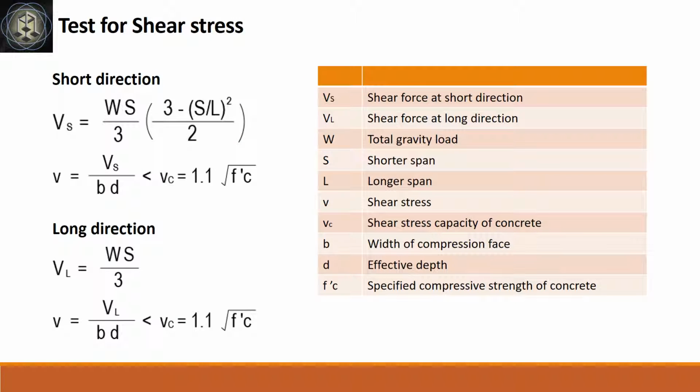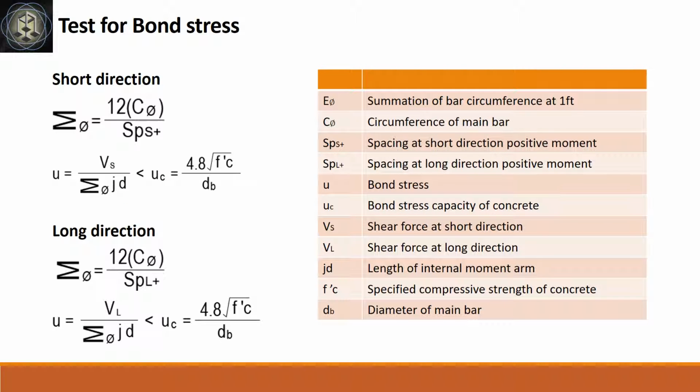Next, we test for shear stress of short and long direction by solving their corresponding shear forces and stresses, where the design shear stresses should be less than the shear stress capacity of concrete. Finally, we test for bond stress of short and long direction, where the design bond stresses should be less than the bond stress capacity of concrete.